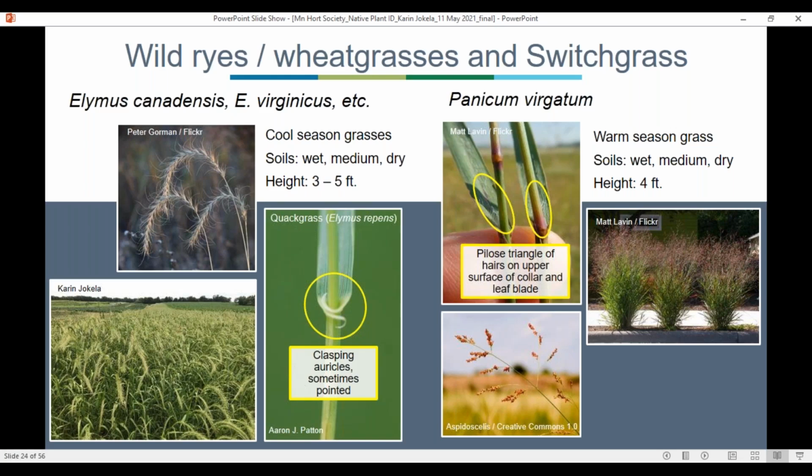Switchgrass is a warm season grass. Has this really hairy collar region, triangular collar on the leaf blade. That same technician of mine called this one hairy armpit grass because you just pull down the leaf blade and see how hairy it was there. So that can be a kind of diagnostic feature for switchgrass.